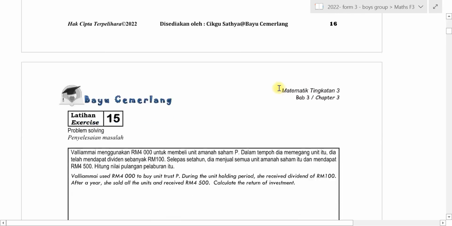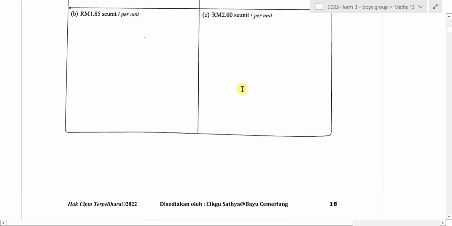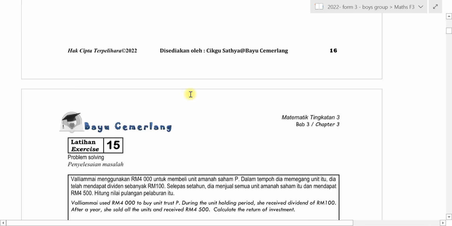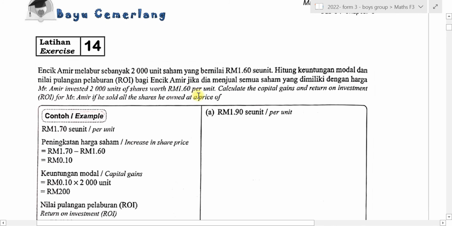Come. I want to teach you exercise 14. Okay. Next week I can focus on the problem solving already. Okay, investment very easy one. Right. Mr. Amir invested 2,000 units of share worth 1 ringgit 60 cent per share. Calculate the capital gain. Remember, capital gain is what? Selling price minus the buying price. You need to calculate the capital gain and also return on investment, ROI. If Mr. Amir sold all the shares he owned at the price of 1 ringgit 90 cent for the first question, let's say.